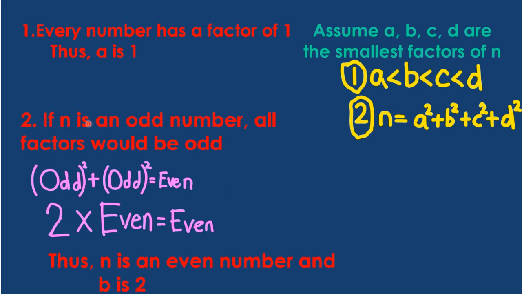If n is an odd number, all its factors would be odd. So it would be odd square plus odd square plus odd square plus odd square. However, odd square is an odd number, and 4 times an odd number will become even, which contradicts the statement. So n is definitely an even number, and B is 2.